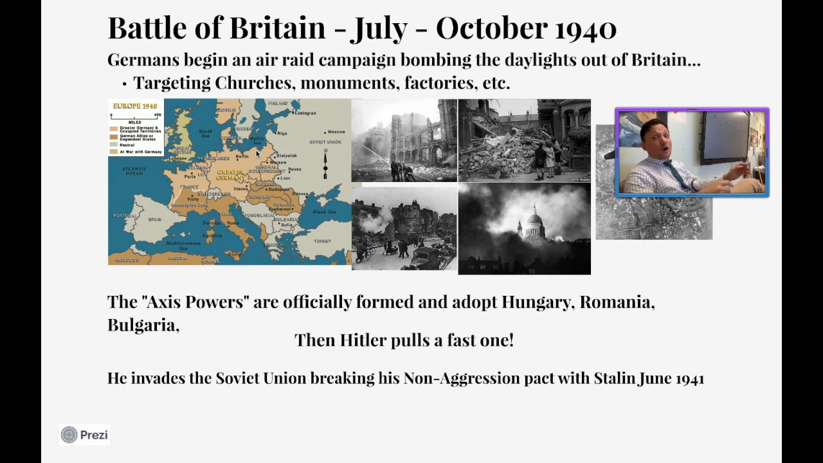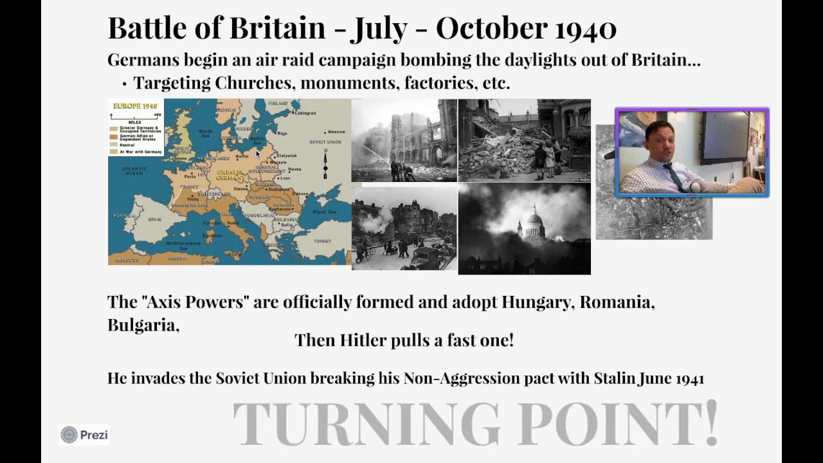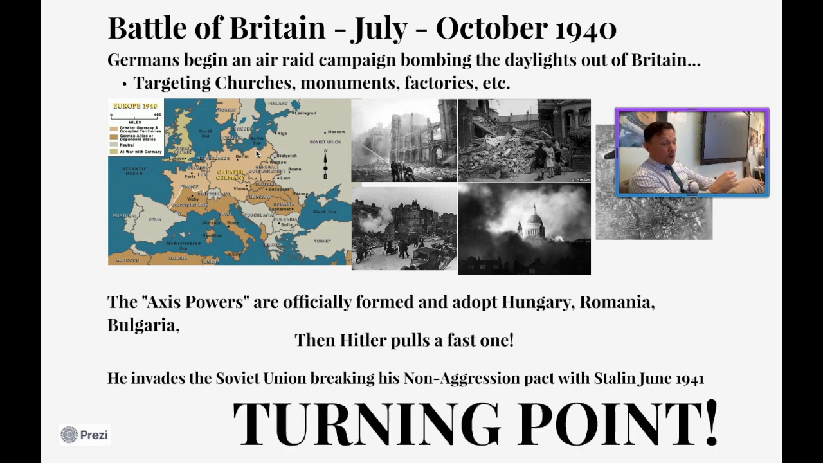And in Operation Barbarossa, he sweeps into Eastern Europe in a very, very aggressive campaign, which was so dumb. Like, he was so stupid. And this is a massive turning point in this war because the Soviets are now involved. They're going to begin to push back, right?